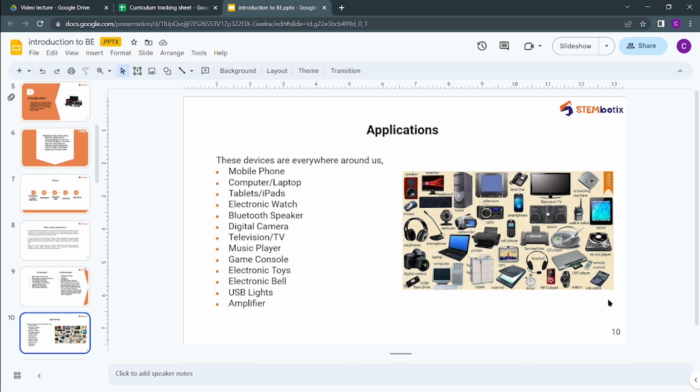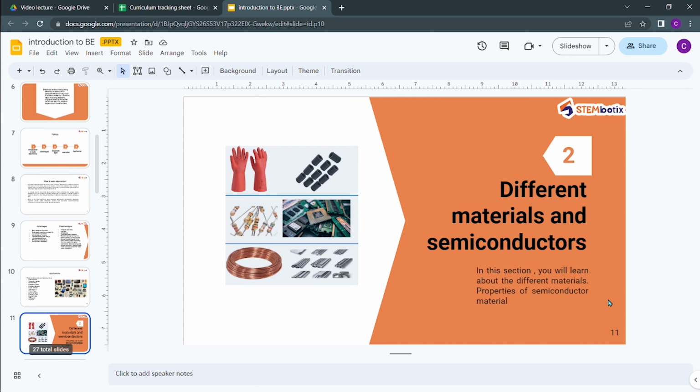laptops, tablets or iPads, electronic or smart watches, Bluetooth speakers, digital cameras, television or TV, music players, game consoles, electric toys, electronic bells, USB lights, and amplifiers. So these are the devices which use small or bigger parts of semiconductors, conductors, and different materials, which are in short basic electronics devices.